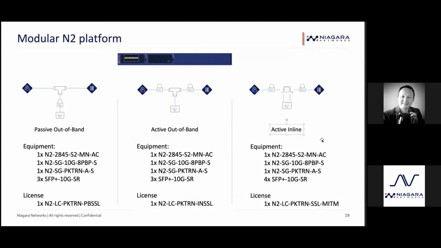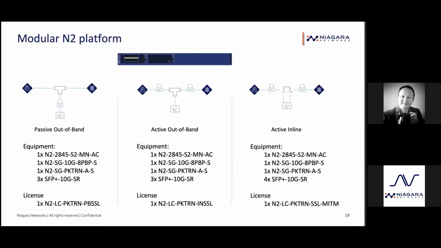On the active inline deployment, the only thing that changes here is that we add another SFP to it, because instead of one connection to your reporting tool or inspection tool, we use 2 connections, one going in, one going out, because we have an inline deployment. So we add another SFP to it, and we run the man-in-the-middle deployment of the Packetron. So we change the license again.